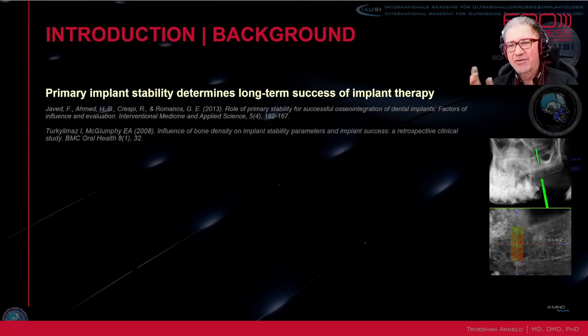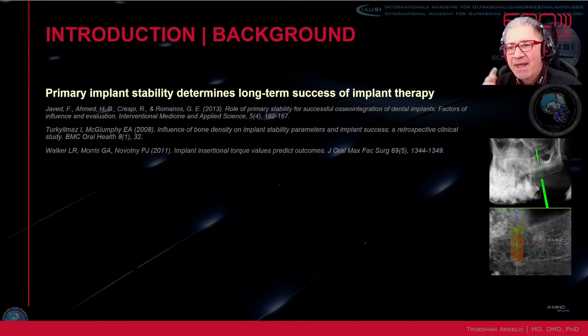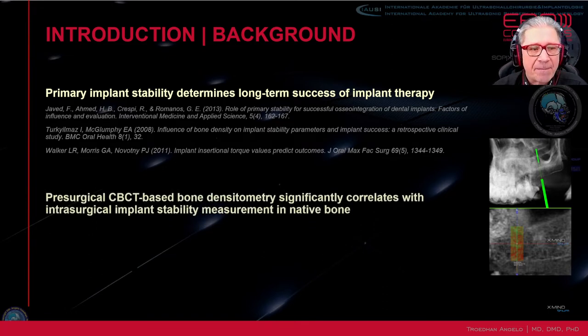So what is the background of this? Until now, the only way to determine the biological bone quality, the biomechanical bone quality in our patient was intrasurgically. That means we were using the insertion torque value, or of course also the Ostell test, after insertion of the implant to determine how is the primary stability, to judge how many implants we need, if we need some more additional implants, and how long will be the healing period. Because we know the primary implant stability determines the long-term success of implant therapy.